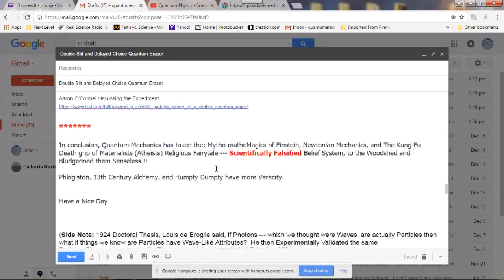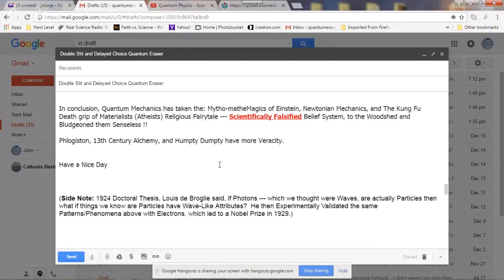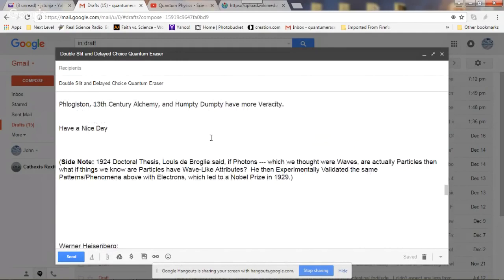In conclusion, quantum mechanics has taken the mytho-math magics of Einstein, Newtonian mechanics, and the kung fu death group of materialists, atheists, the religious fairy tale, that scientifically falsified belief system, to the woodshed and bludgeoned them senseless. Phlogiston, 13th century alchemy, and Humpty Dumpty have more veracity. Have a nice day. Oh, side note, I forgot about this one.